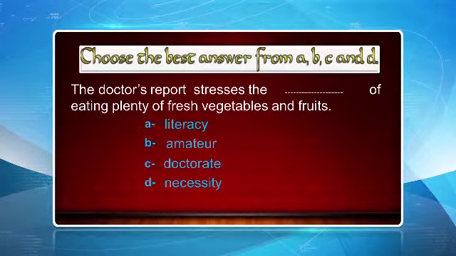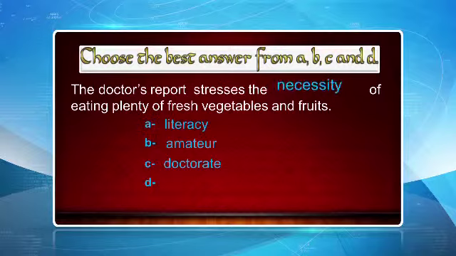Next, the doctor's report stresses the blank of eating plenty of fresh vegetables and fruits. The options are literacy, amateur, doctorate, and necessity. So what do you think? Is it important and is it necessary to have fruits and vegetables on a daily basis? You're right, it actually is. That's why the answer is necessity. The doctor's report stresses the necessity of eating plenty of fresh vegetables and fruits. That means that it is vital, it is very important that we have fresh fruits and vegetables in our diet.